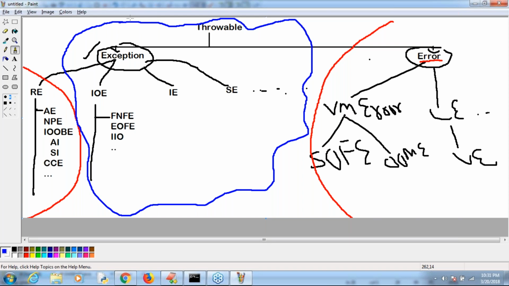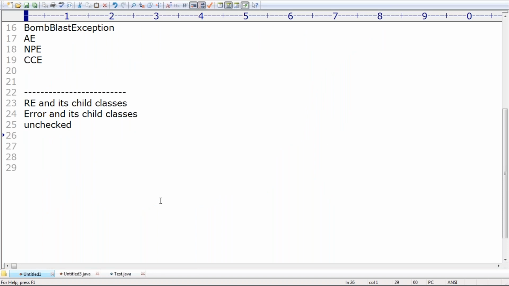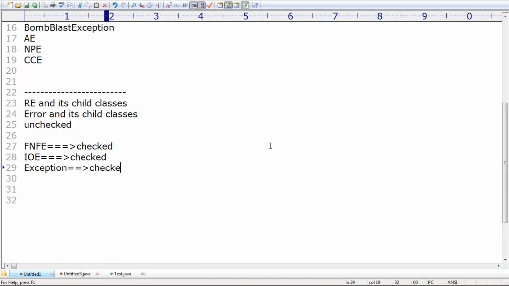Now, next the important point. Up to this is very clear. Can you please tell me, FileNotFoundException, checked or unchecked? Respond immediately. Checked exception. IOException, checked or unchecked? IOException, checked exception. Good. Exception, checked or unchecked? Exception, checked according to our diagram.